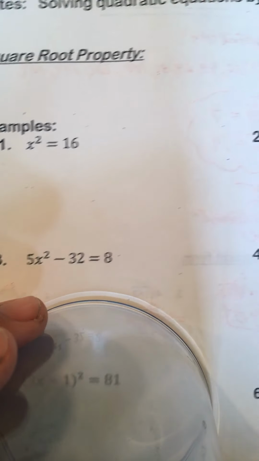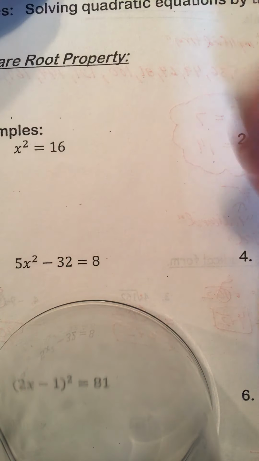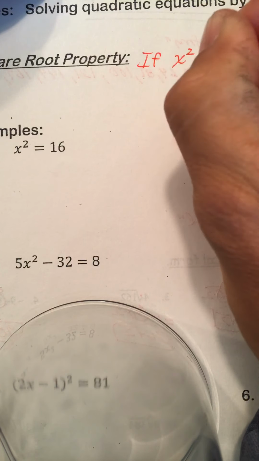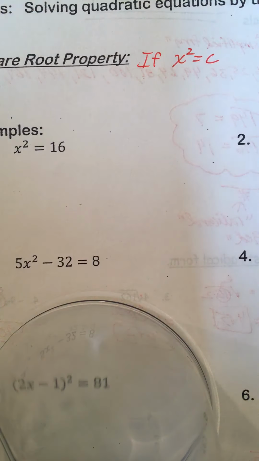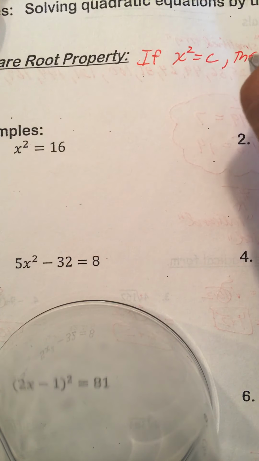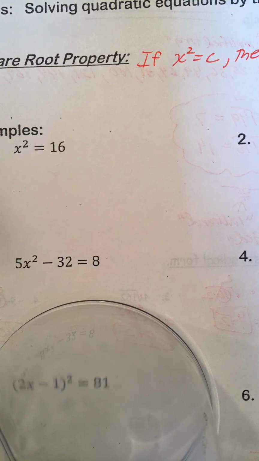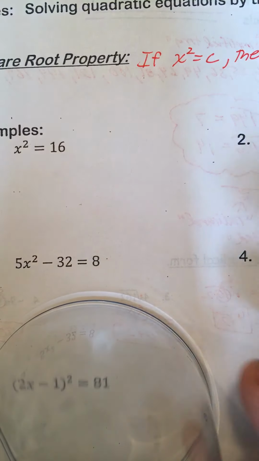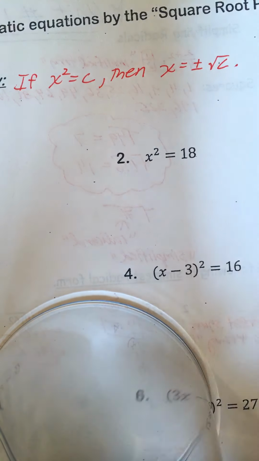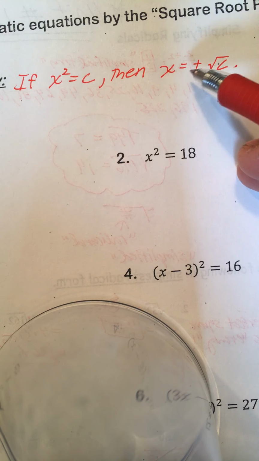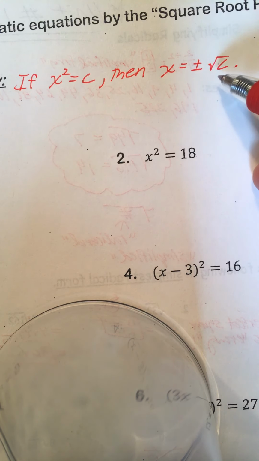All right, the square root property says this: if you have a quadratic and it's equal to a value, so if x squared equals c, then you can take the square root of both sides, and the result would be x equals positive negative root c. Okay? So notice that we get two roots here. We get root c, which is positive root c, and we get negative root c.